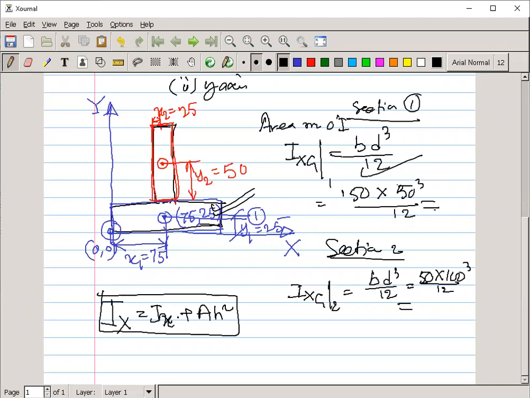So if we want to put a similar thing here, what do we have to do? For section 1, two sections. This is section 1, this is section 2. For section 1, apply this formula. How to apply?